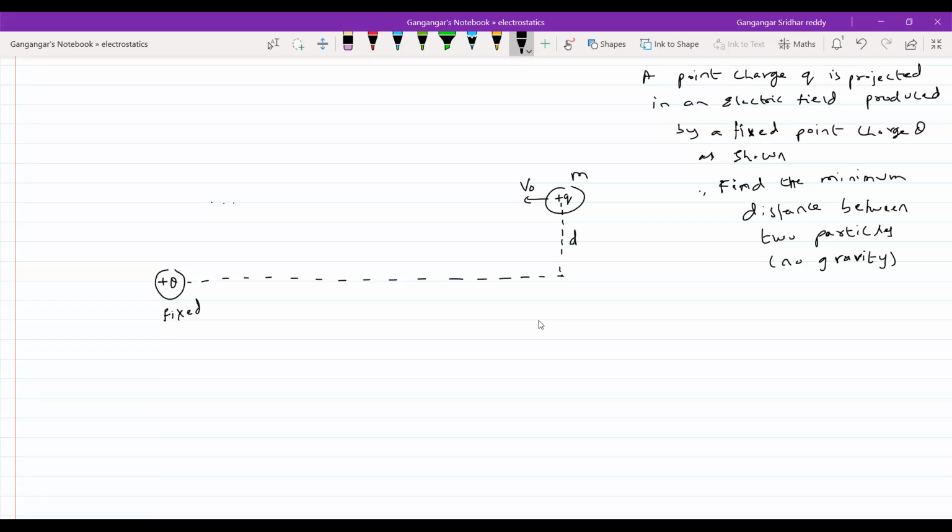This is fixed here, only this is movable. How will it move in a straight line? This one? No, not possible. So you trace out this one. This is a positive charge, and a repulsive force is acting. Under the action of force and velocity, what is the possible path? Some curved path.